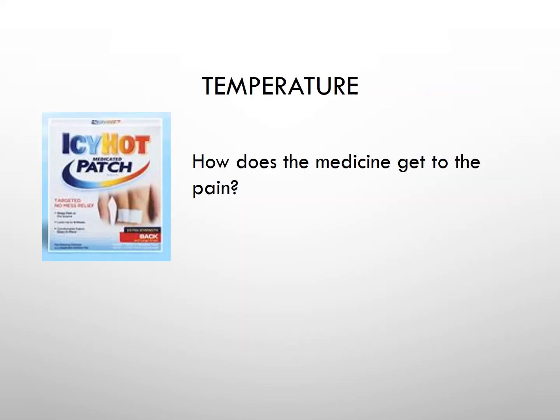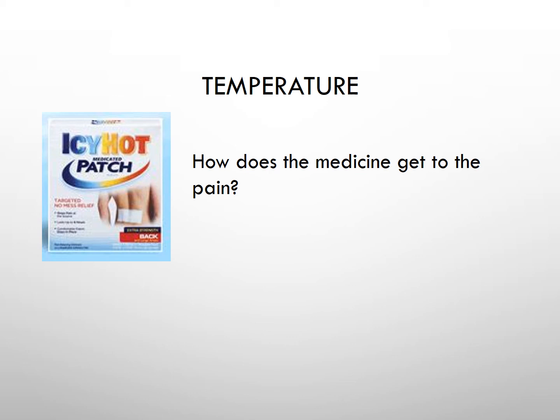You may have even experienced the temperature effects of diffusion if you had muscle pain. If you went out and you ran 10 miles and your back was starting to hurt, you might have purchased one of these icy hot patches to slap on your back. So how is it that the medicine that's in these icy hot patches actually gets to the pain when you're just sticking it up against your skin?